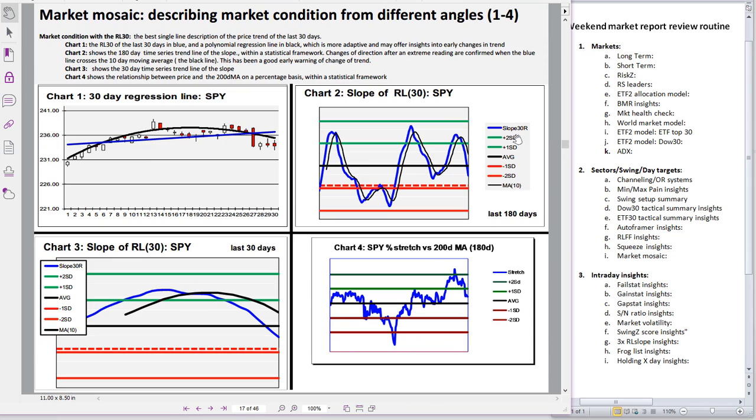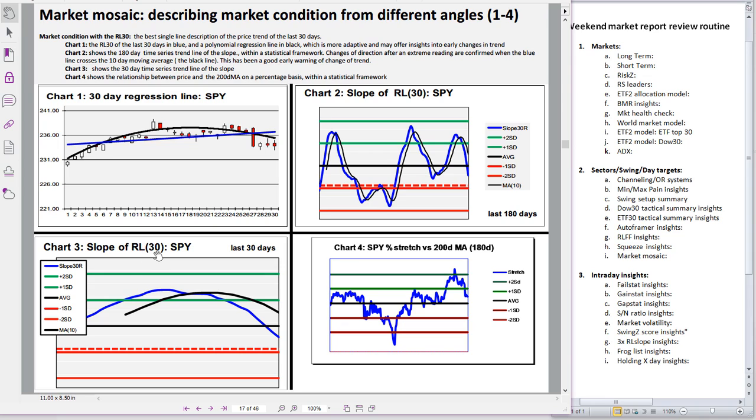Now the market mosaic, these are deeper insights into the market condition that I want to have looking at tomorrow, with my sense of where the market is in terms of location and posture, so that I can be ready for what kind of day it is tomorrow. I look at the 30-day regression line. The straight line is up, but the shorter-term polynomial regression line is rolled over, so that means some of that steam has come out of it. It's like an early warning.